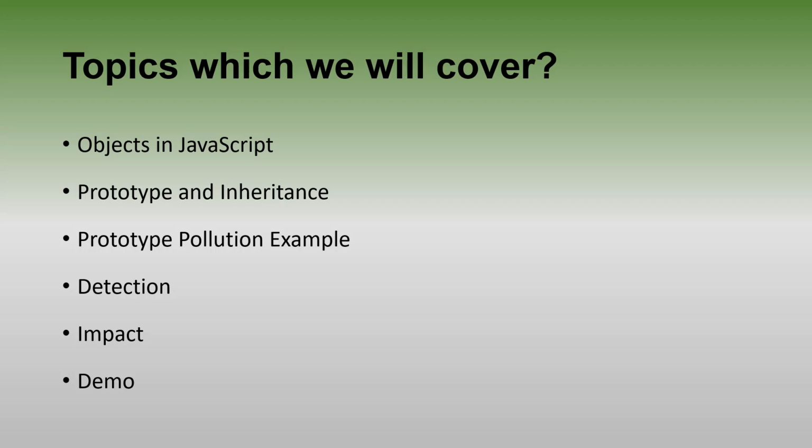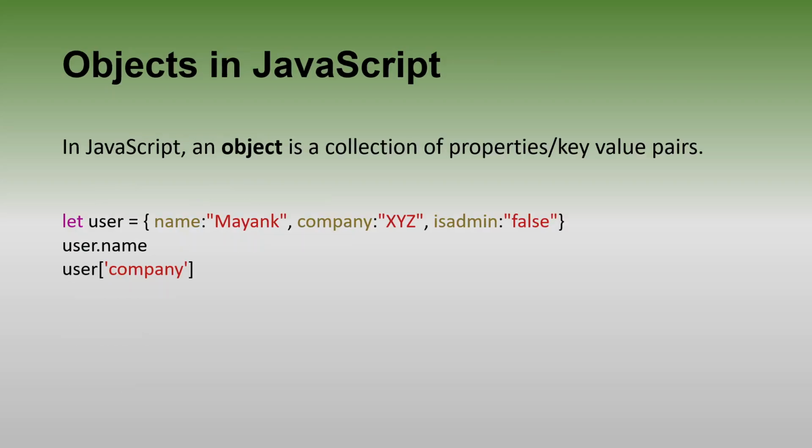We will be seeing an example of a prototype pollution vulnerability in an application, and then we will move towards the detection part and the impact of the prototype pollution vulnerability. And finally, we will see a demo in which we will explain how a prototype pollution vulnerability can be converted into a privilege escalation vulnerability.